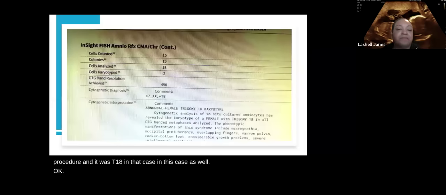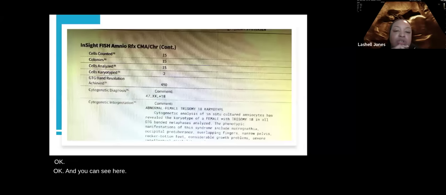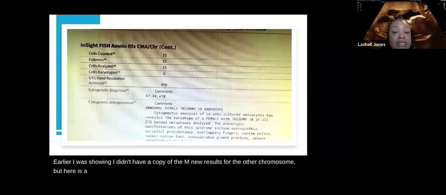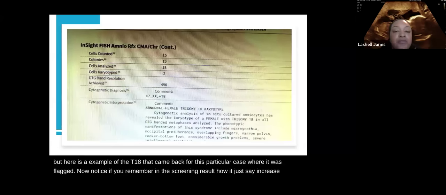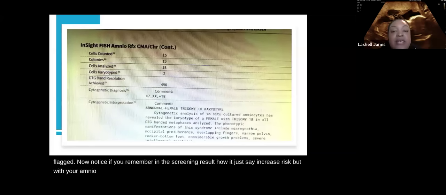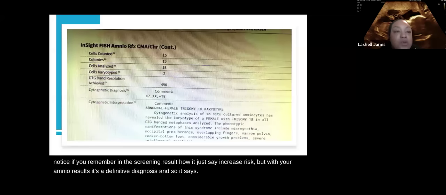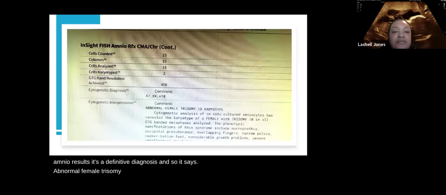Okay, you can see here. Earlier I didn't have a copy of the amnio results for the other chromosome, but here is an example of the T18 that came back for this particular case where it was flagged. If you remember in the screening result, it just says increased risk, but with your amnio results, it's a definitive diagnosis. And so it says abnormal female trisomy 18. All right, so this was from the FISH results of the amnio.